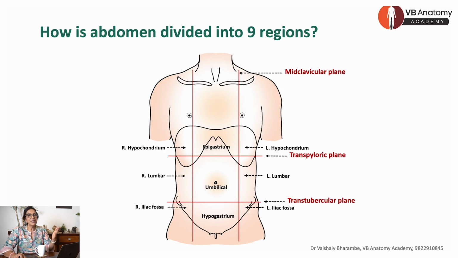Right. So how is abdomen divided into 9 regions? They're all here, 2 vertical lines, 2 horizontal lines. Vertical are the 2 midclavicular planes. Horizontal are transpyloric and transtubercular. Okay. And the 9 regions that are formed are here. We will be talking more about it. I won't bother to talk about it here.